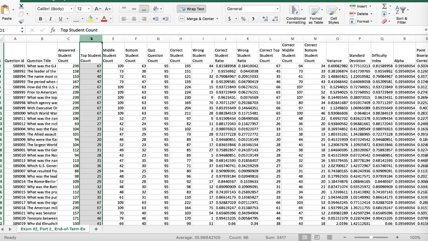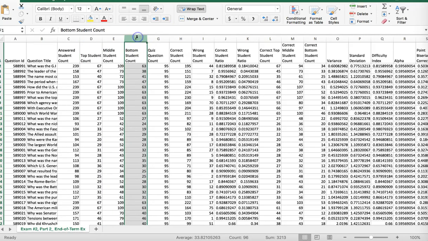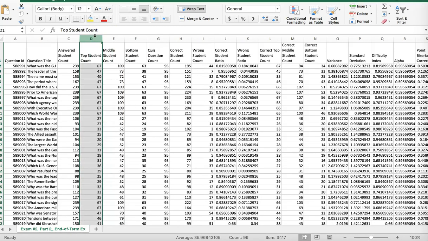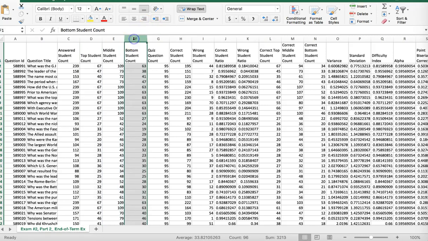So what you want to see in a good question is that the bottom students mainly get it wrong and the top students mainly get it right. It's not that we want people to get it incorrectly. What we're looking for is that we don't want top students to get it wrong and bottom students to get it right. That's when you're going to see a negative discrimination index or a negative point biserial.